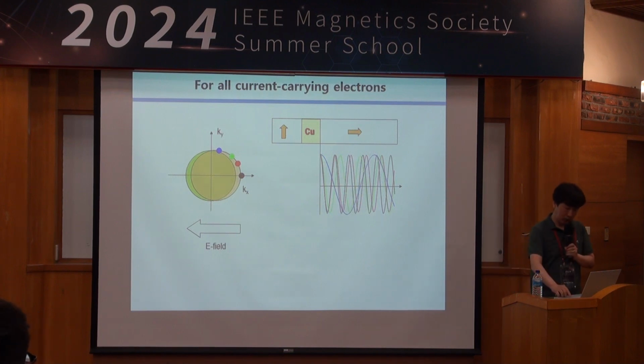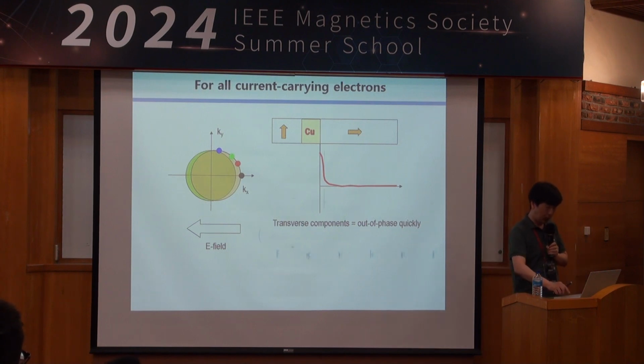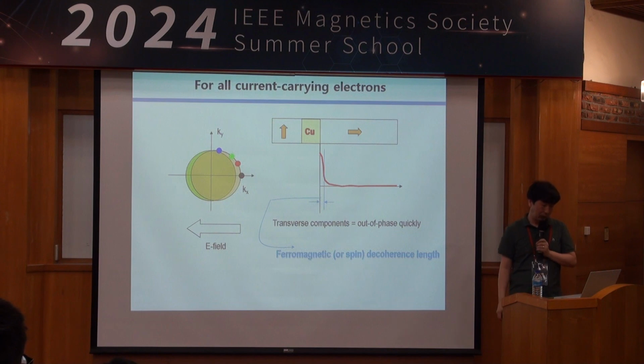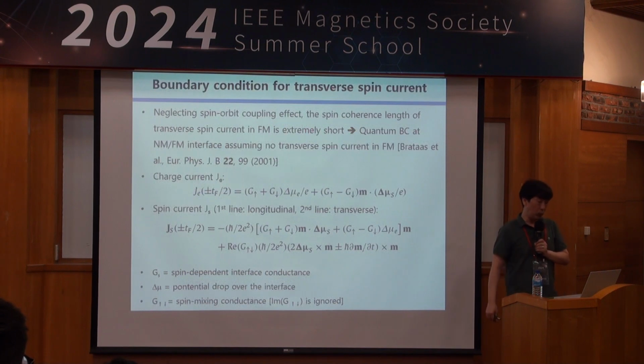Okay, then the result is this one. Because of a very significant out of phase, it quickly goes to 0. And this length scale is called the ferromagnetic spin coherence length. It is usually very short. It is not 0, but we assume, okay, it's 0.